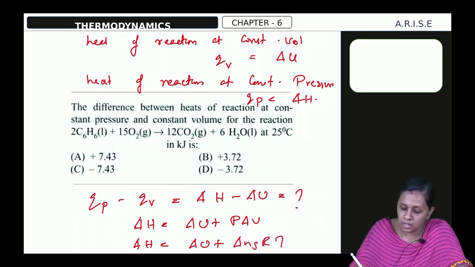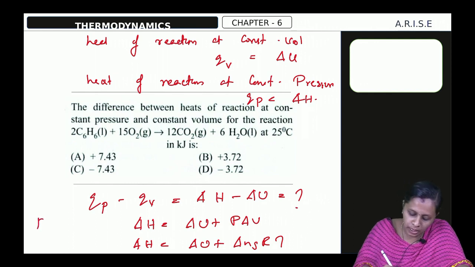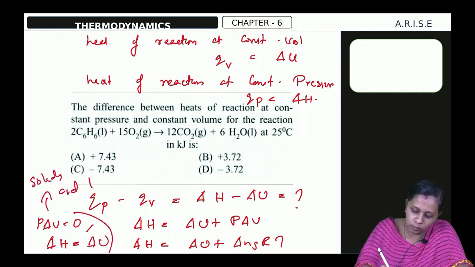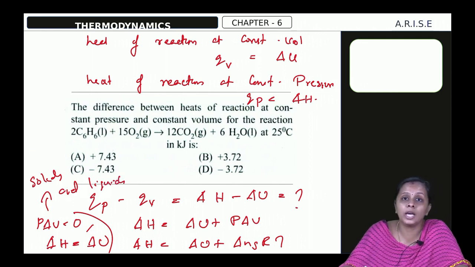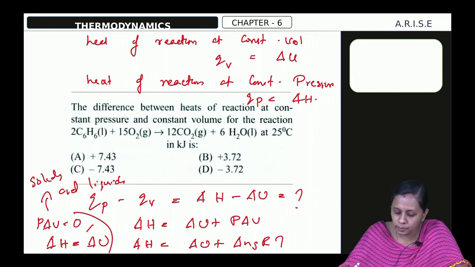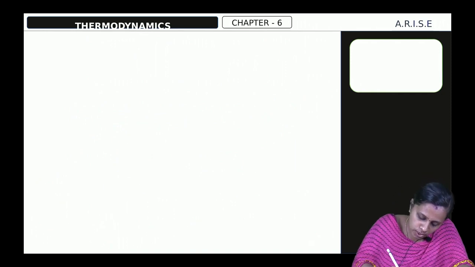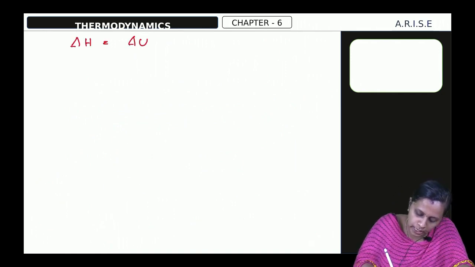For solids and liquids, there is not much change in volume. So P delta V will be 0 and delta H will be equal to delta U for solids and liquids. Delta H and delta U will be the same. But for reactions involving gaseous reactants and products, volume should be taken into consideration. So the equation is delta H is equal to delta U plus delta NgRT. So that is the equation that we have to take into consideration.